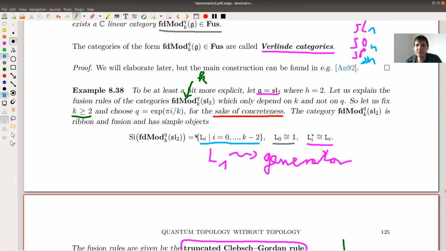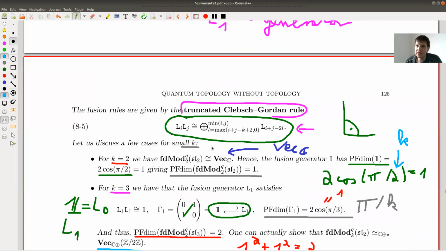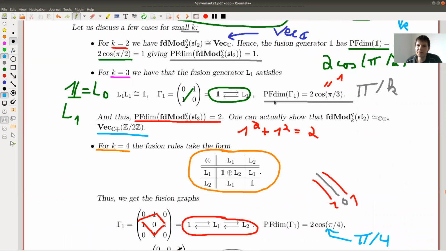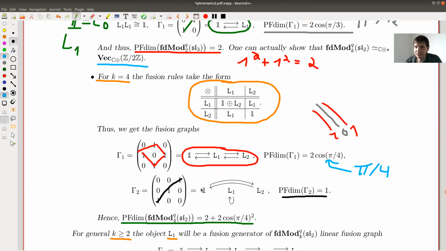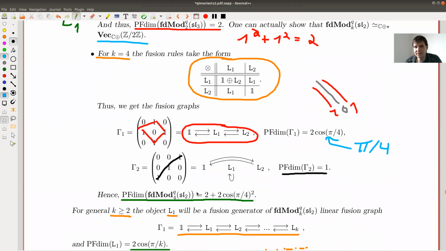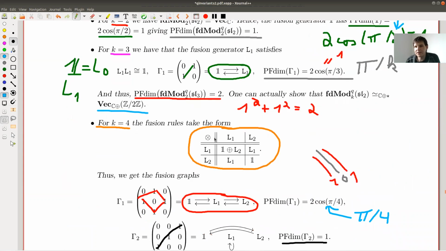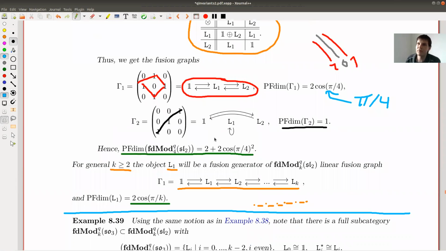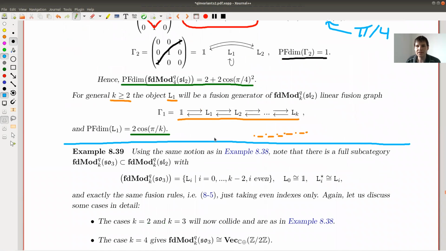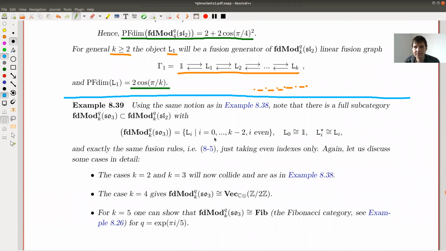Basically, for SL2, you could choose a k, and you get simple objects indexed by 0 up to k minus 1. I have a closed formula for the fusion rules, and I discussed a little bit how the graphs look like. You could now try as an exercise k equals 5 using this formula and write down the graphs. It's not so bad. It's actually quite a lot of fun. I haven't told you how to construct those categories, and as I said, I postpone this to a later lecture.